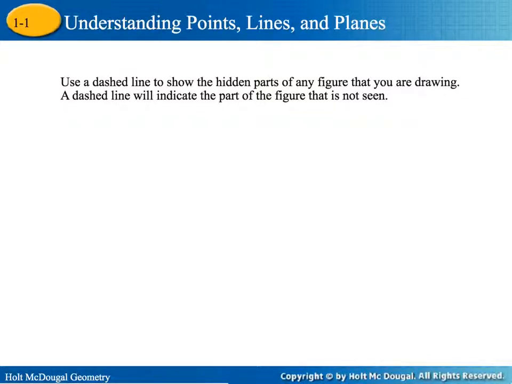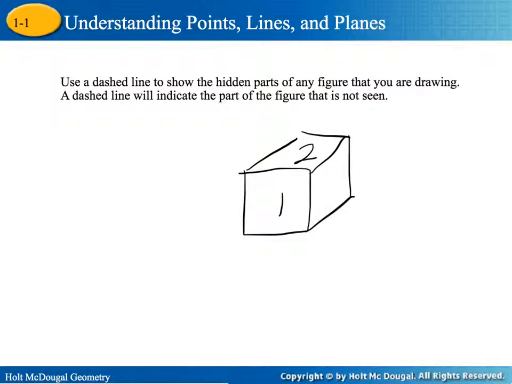When we're drawing these figures in geometry, we're going to use a dashed line to show the hidden parts of any figure that you are drawing. A dashed line will indicate the part of the figure that is not seen. For example, this part does not need to be in your notes. If I'm going to draw a dice, you're going to draw first the square. Let's call this the 1. And then this is the top of the dice, 2. And then down here, there's a 3. So if you're looking straight on, all you see is these three sides.